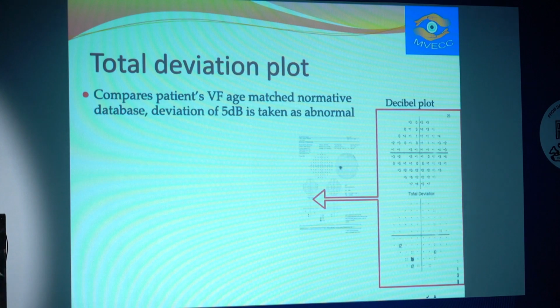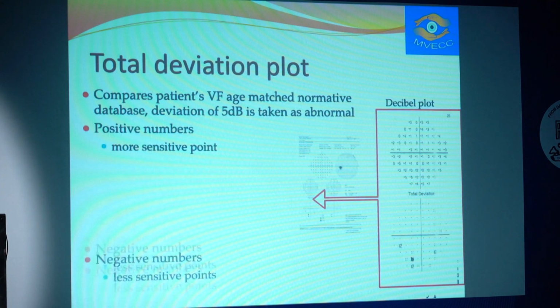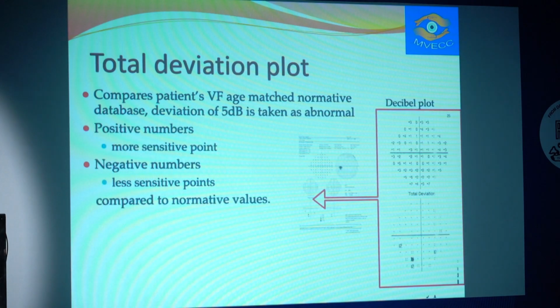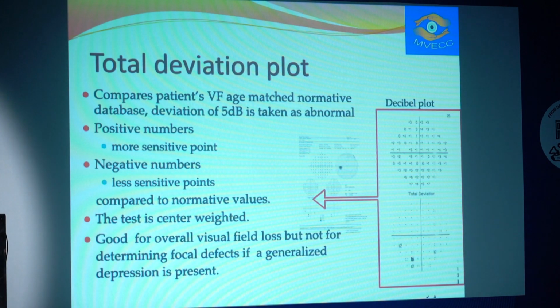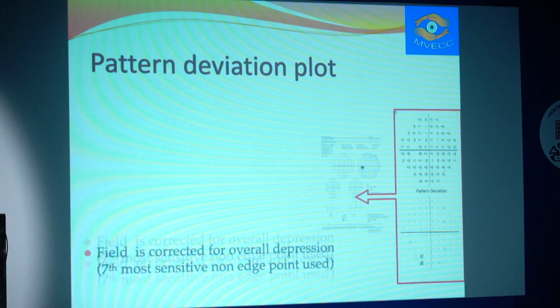Then we move on to the total deviation plot. It compares the age-matched normals with the patient. Any deviation by 5 decibels is taken as abnormal. The positive numbers indicate more, and the negative numbers indicate less sensitive spots as compared to normals. And this is again center weighted, that is, center points are given more weight as compared to the peripheral ones. It is good for the overall visual assessment, overall health of the vision, rather than the pattern of the vision loss. Then we move on to the pattern deviation.